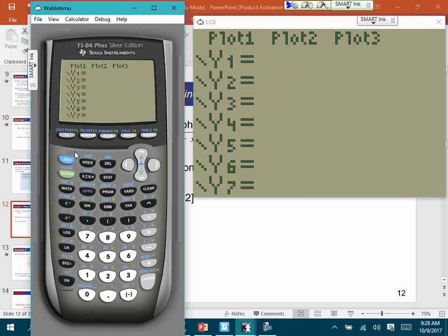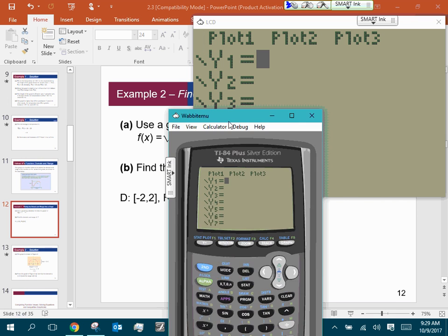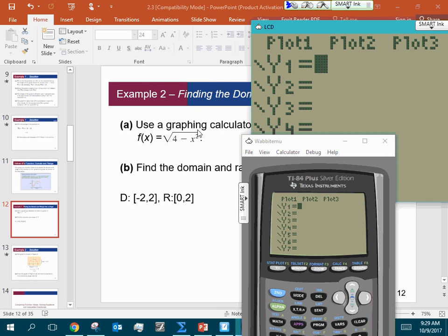I want to graph, we see the function here. It says 4, the square root of 4 minus x squared.